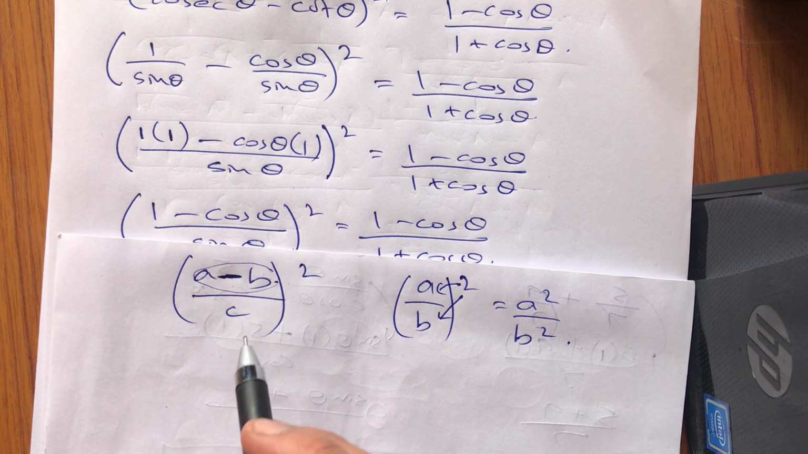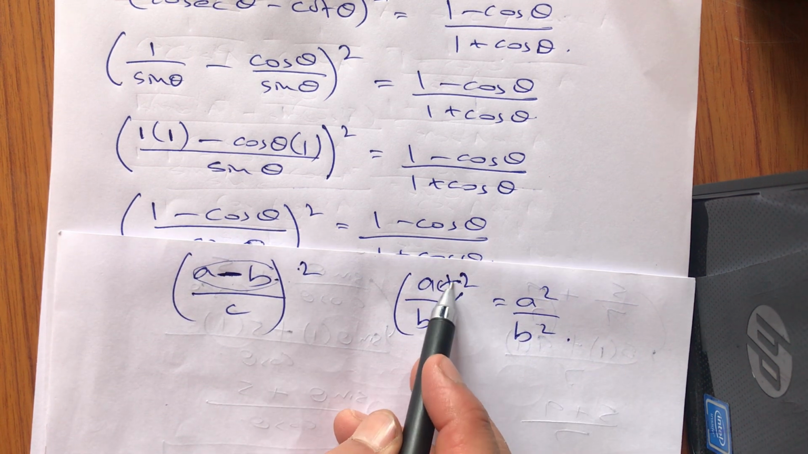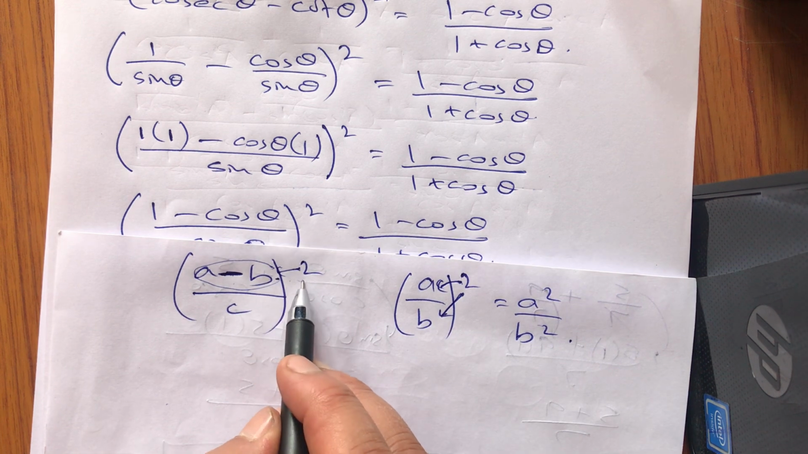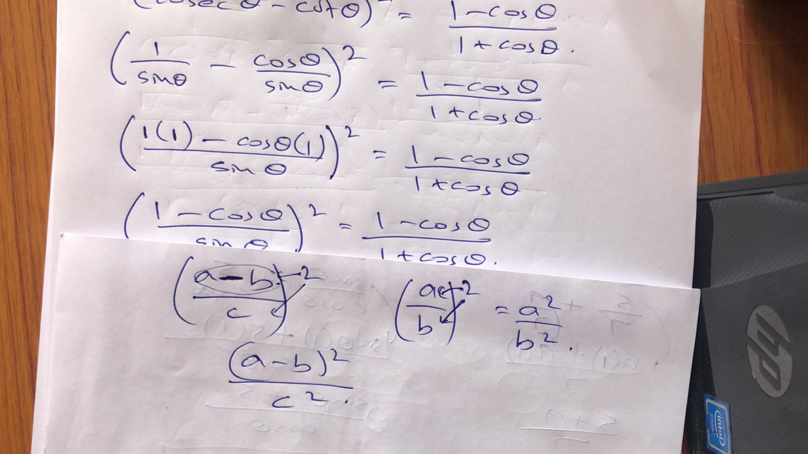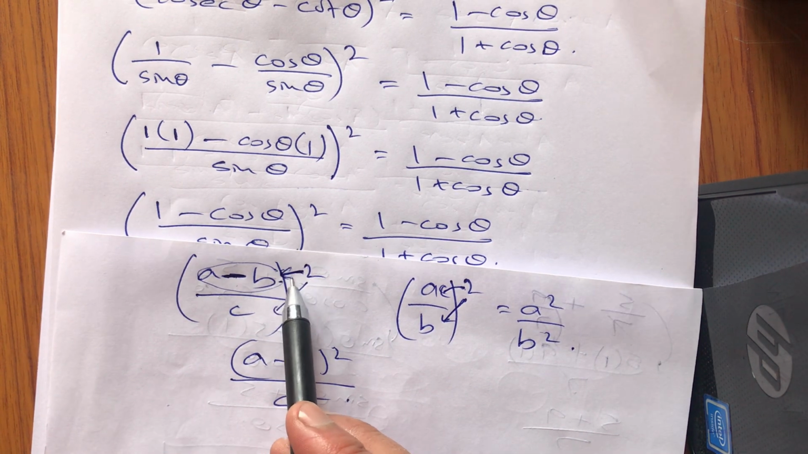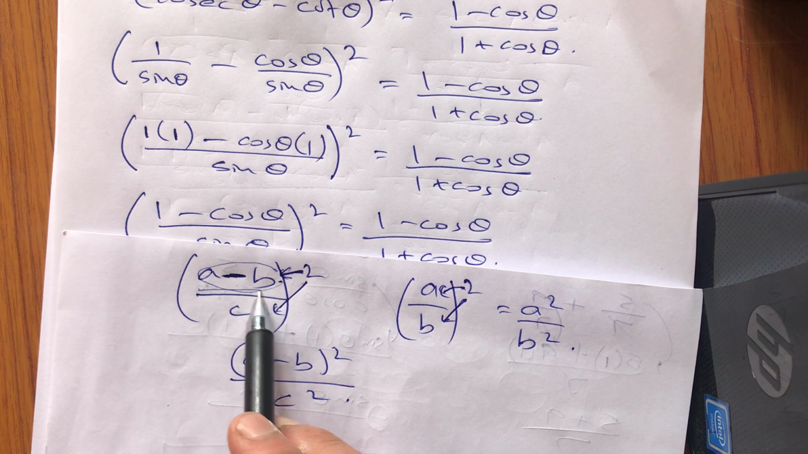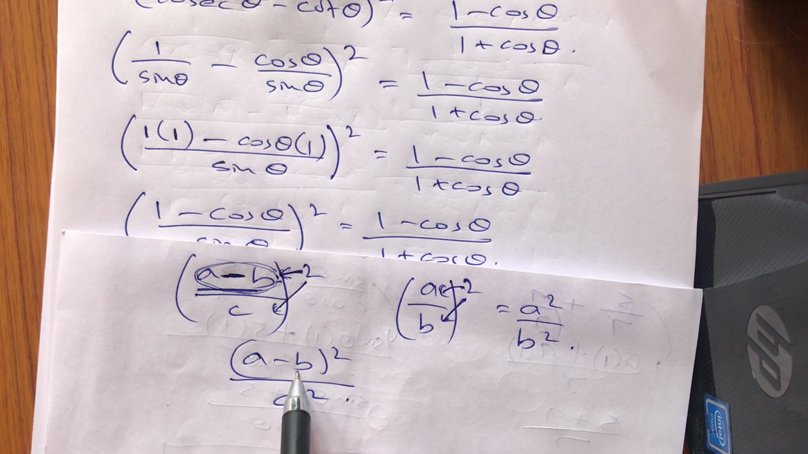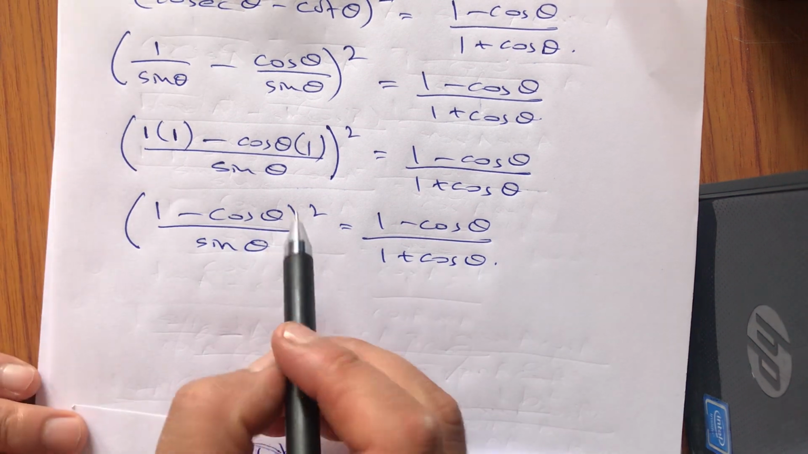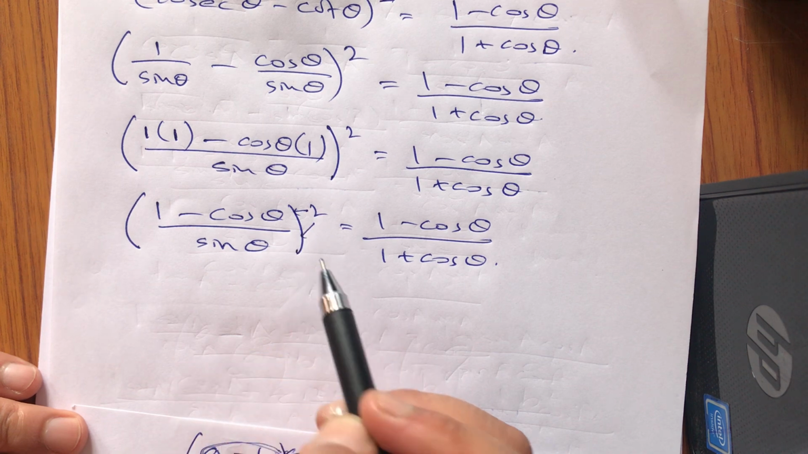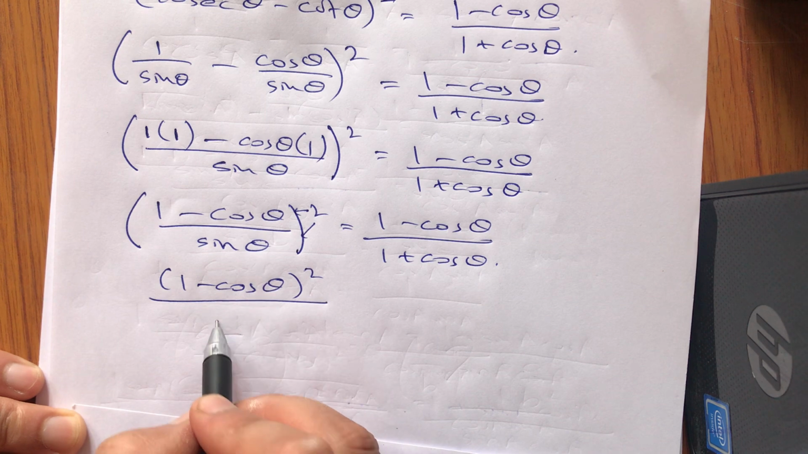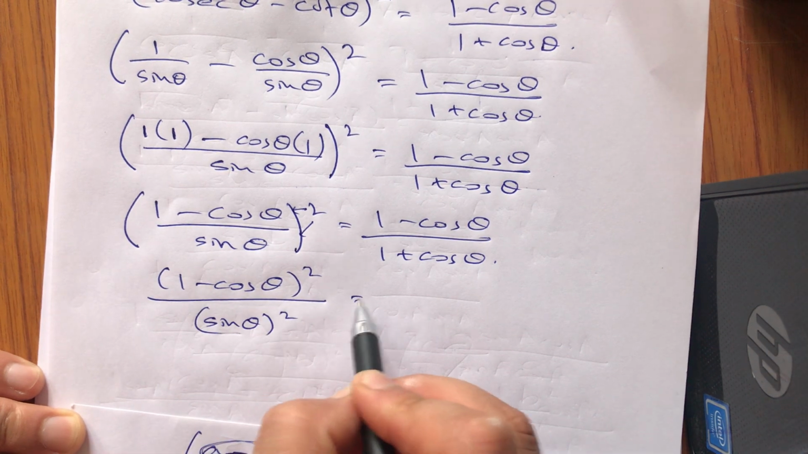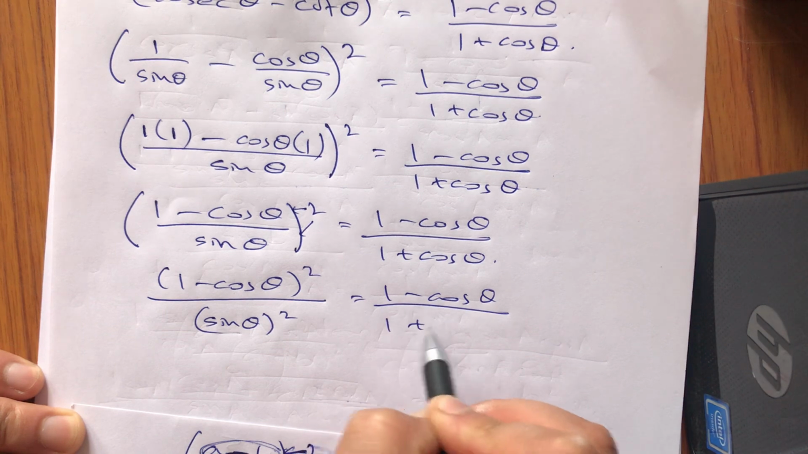The numerator, I write it as it is. The square is for the upper one also, the lower one. So this square is for the numerator also, denominator also. So we write a minus b, whole square, and c square. I have to take the entire thing as my numerator, put it inside a bracket, and the square will be for this also, and for this also. The same thing over here: the square is for the numerator also, for the denominator also. So I write 1 minus cos theta, whole square, divided by, now the square is for the denominator also.